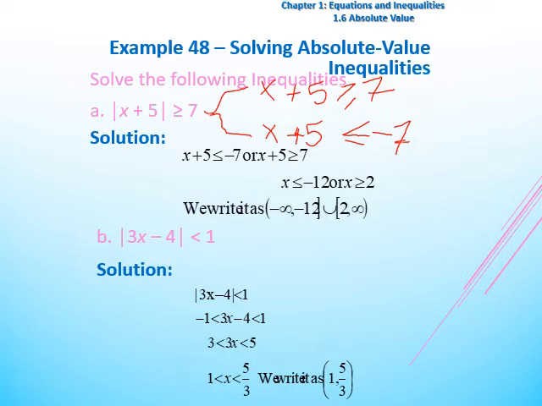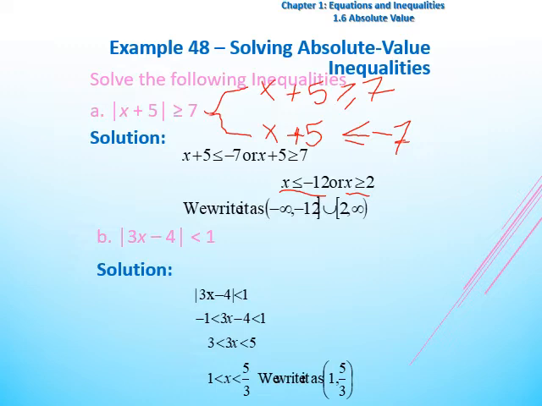And we will get the solution by solving the two inequalities as usual. Finally, x plus 5 greater than or equal to 7, so x will be greater than or equal to 2, and when x plus 5 is less than or equal to negative 7, the value of x will be less than or equal to negative 12.